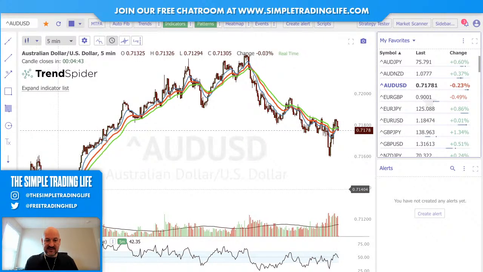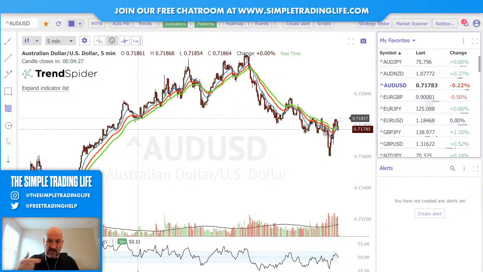You see this? Look at that move, right? And again, look at how price moves. It comes up, it pulls back. It comes up, it pulls back. It comes up, it pulls back. You see that? It's going to happen over and over and over again.